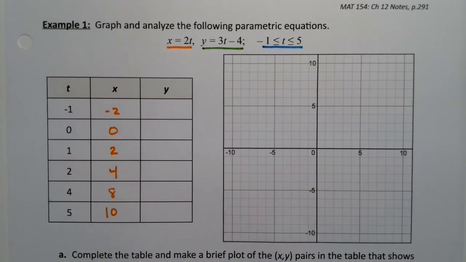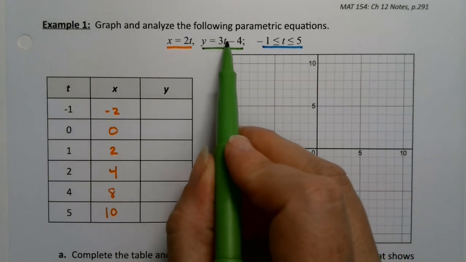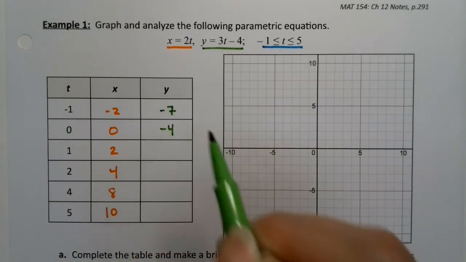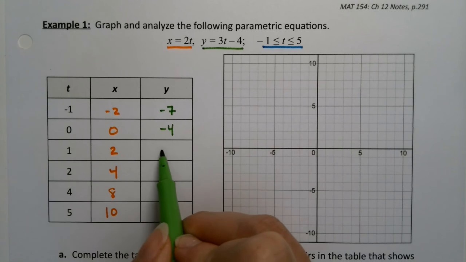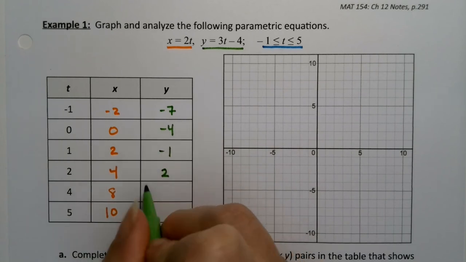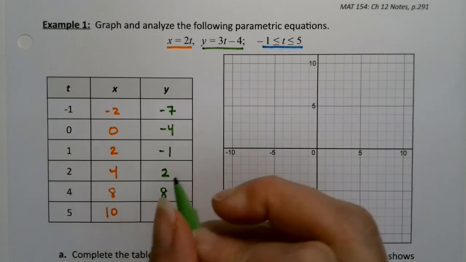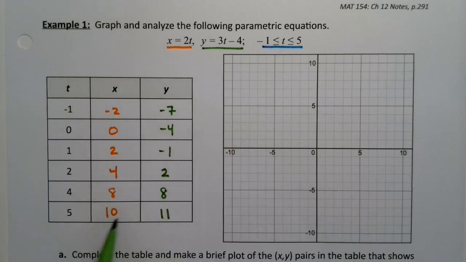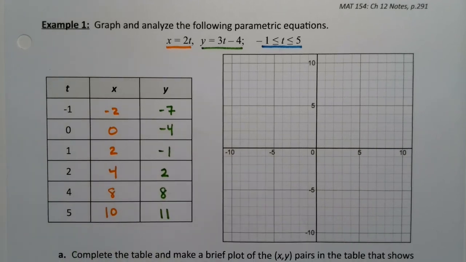All right, now the y values that accompany that. 3 times -1 minus 4 is -7. Then -4. 3 times 1 minus 4 is -1. 6 minus 4 is 2. 12 minus 4 is 8. And 15 minus 4 is 11. And now I have new points that I can graph.